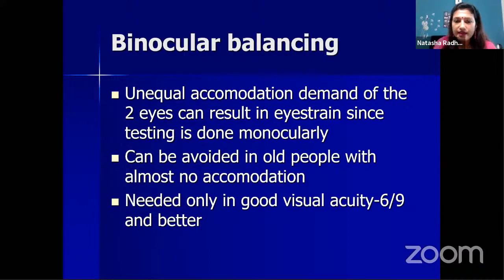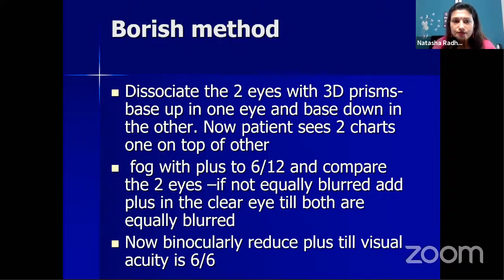If you have a very old patient with no accommodation, pseudophakes, you can avoid this. You do it only if the patient has very good visual acuity, like 6/9 or better. There are two methods of doing this. One is called the Borish method, in which you dissociate the two eyes with three diopter prisms. You use the prism base up in one eye and base down in the other eye.